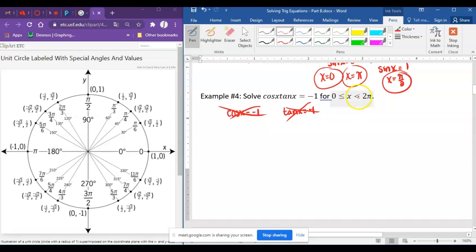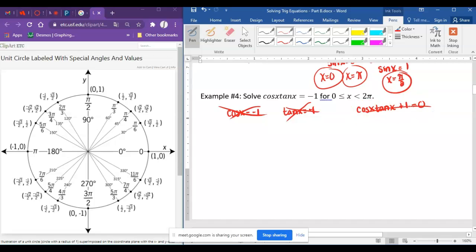The other thing we can do is not going to get us anywhere here. We could move the negative 1 over to the other side and get this, but there's not really anything you can do with that. You can't factor it, you can't do anything, so that's not going to get you anywhere.